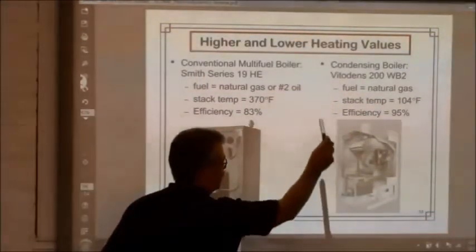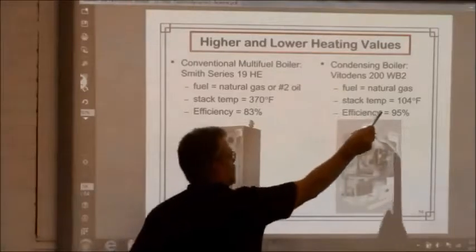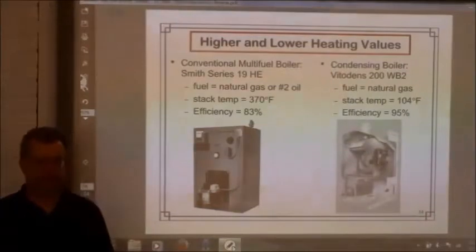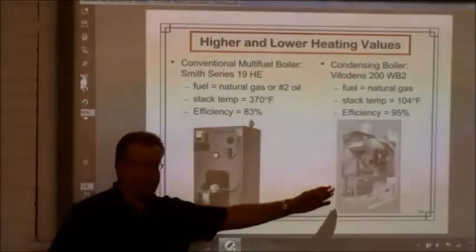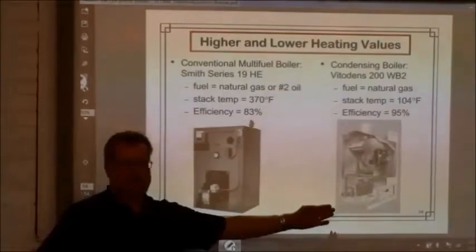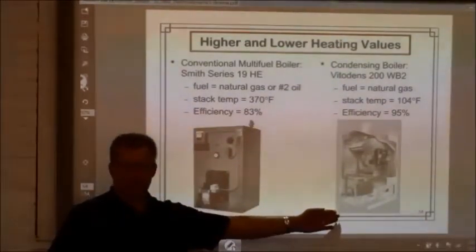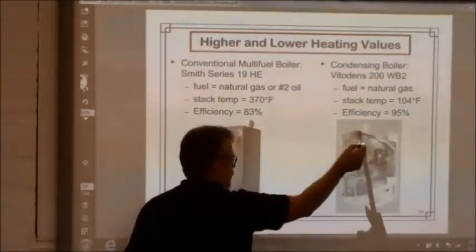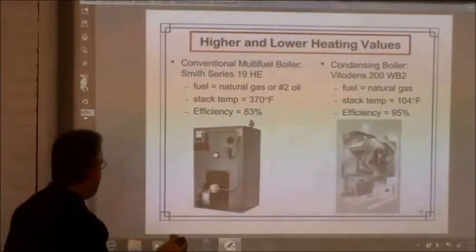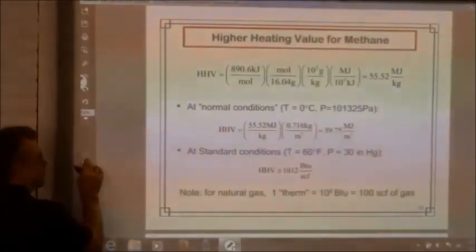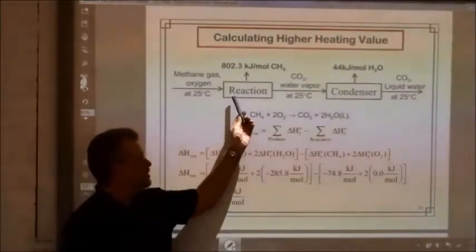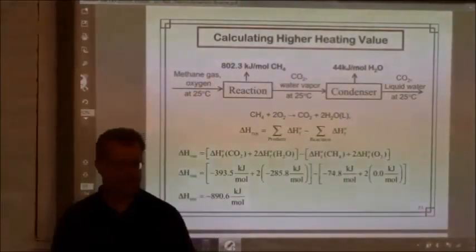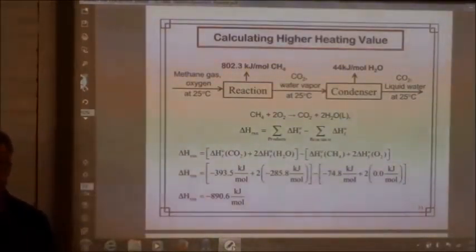This is a condensing boiler. This only runs on natural gas. The stack temperature is 104 degrees Fahrenheit. It's about the same as a dryer vent. But you also have to plumb a water exhaust, because most of the water comes off as liquid water. But you can see you have much higher efficiencies, because this boiler actually gets out that additional higher heating value benefit. Okay.